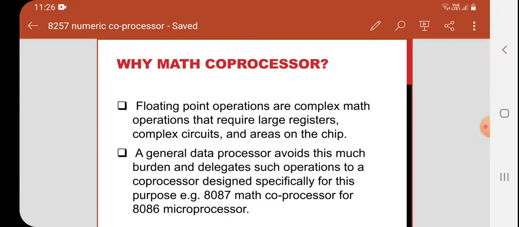Good morning, everyone. We are going to see why the coprocessor is required for 8086. We studied the processor 8086 already, and now we are going to see the coprocessor, its need, its architecture, data types, etc. So when coming to the 8087, the coprocessor we are going to see, it is a math coprocessor.